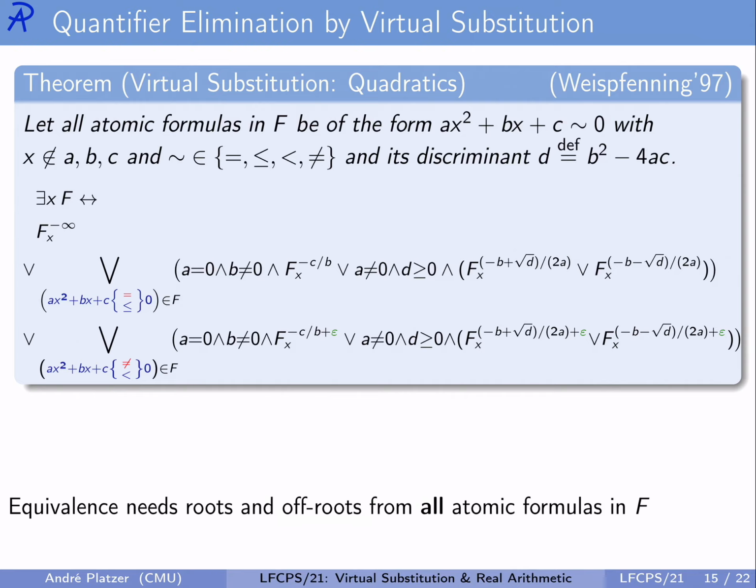So now we have the actual virtual substitution theorem for inequalities that says there is an x such that f is equivalent to a bunch of cases. Really small numbers, or the linear or quadratic roots, or the linear quadratic off roots with infinitesimals added into this.